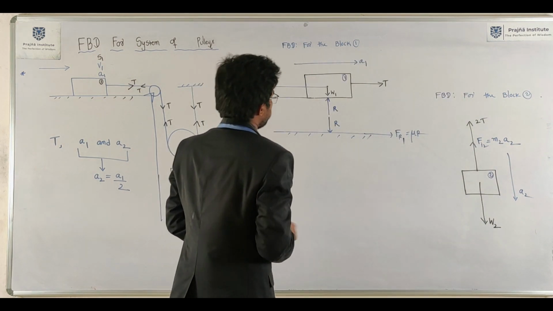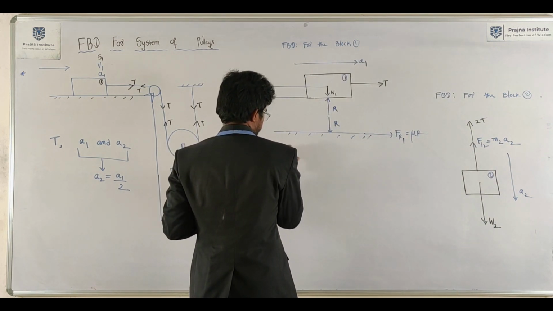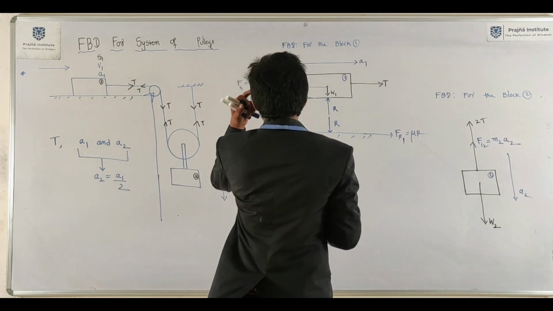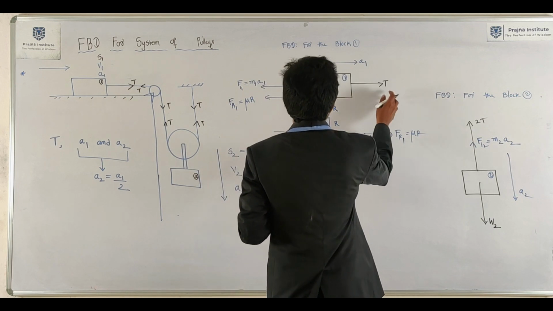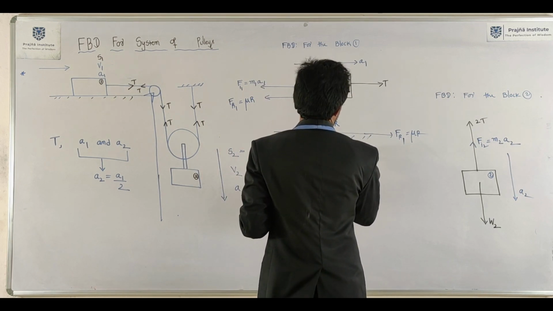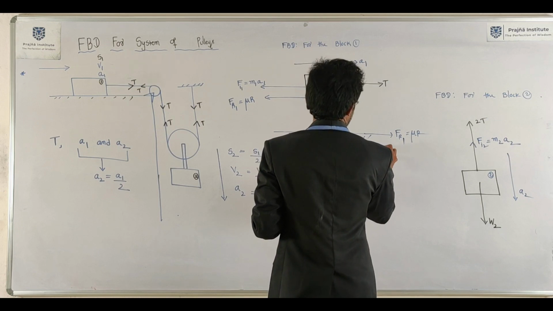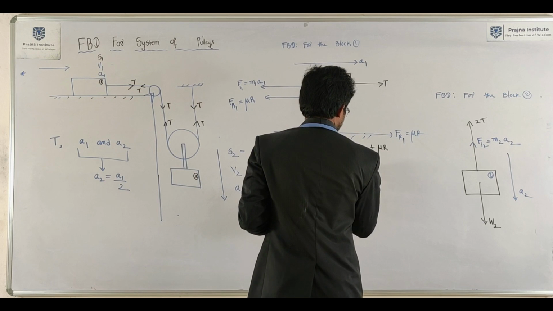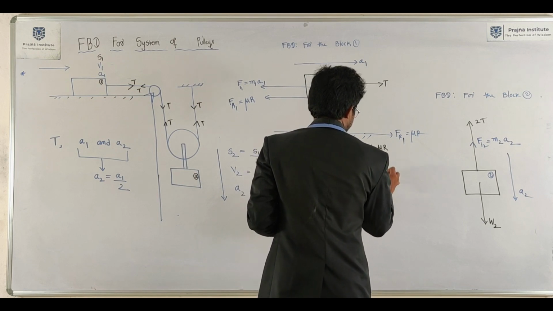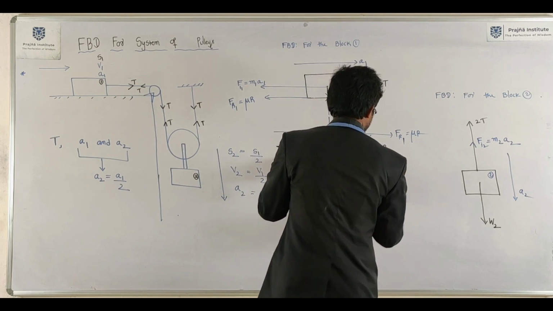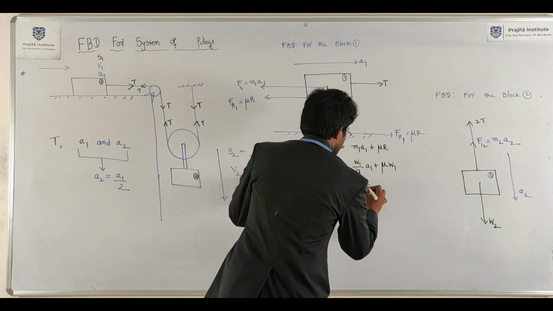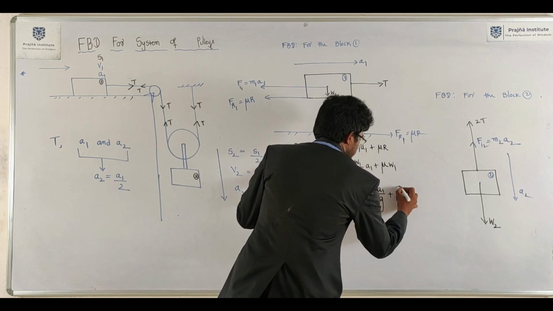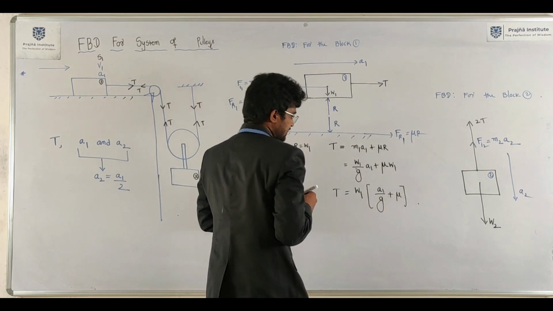Here what will you get? R is equal to W1, and tension T equals M1A1 plus mu R, which is W1 by g times A1 plus mu W1, so W1 times (A1 by g plus mu). This is tension T.